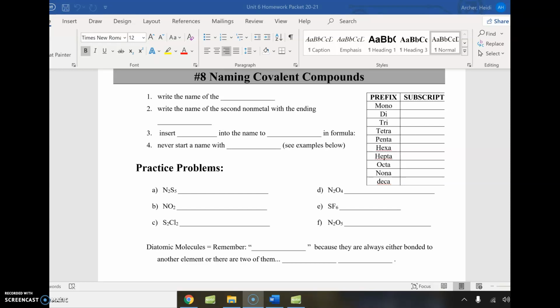For today, what I want you to focus on with covalent is this phrase: prefixes equal subscripts. Let me write that in a little bit better of a spot. Hold on one second. Let's just go ahead and go over here. So we'll use this space off to the side. So again, prefixes equal subscripts.